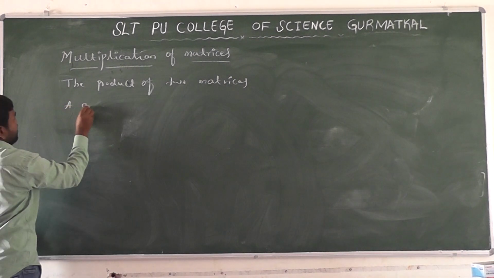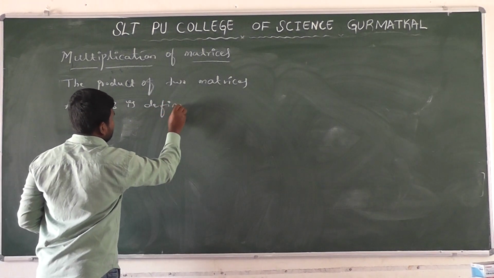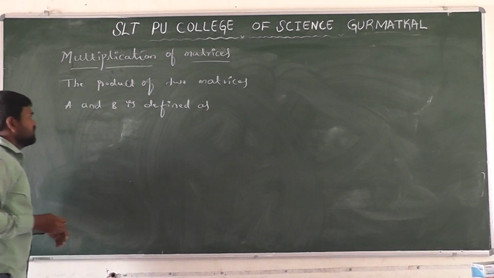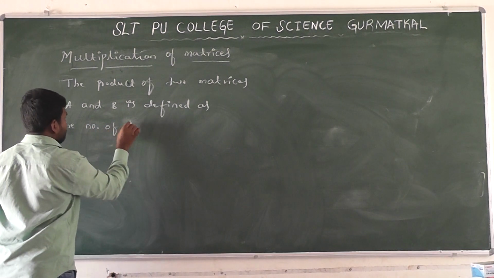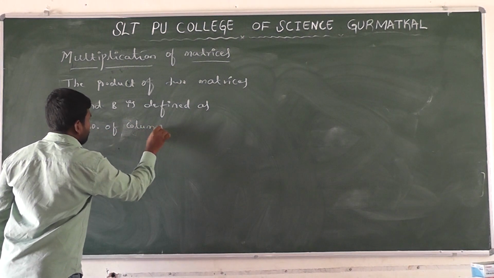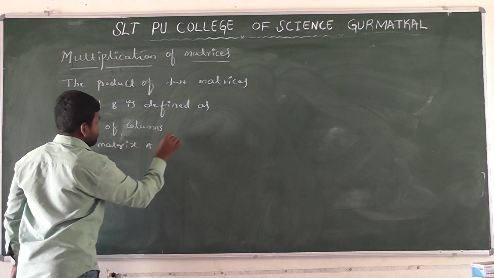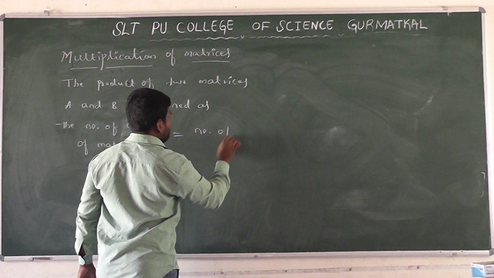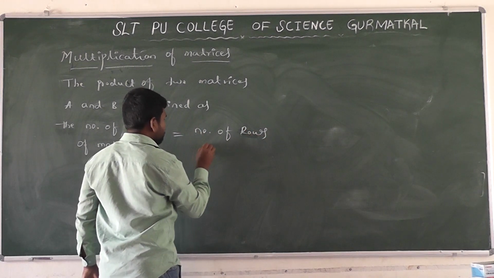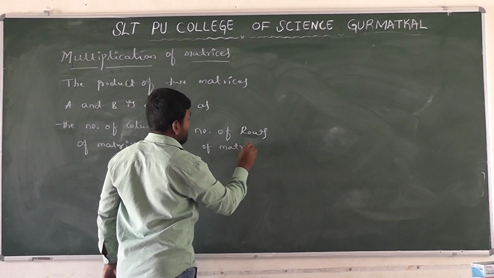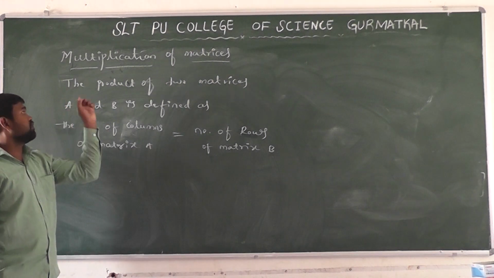The product of two matrices A and B is defined when the number of columns of matrix A is equal to the number of rows of matrix B. Right? Here, multiplication of matrices, when is it possible?